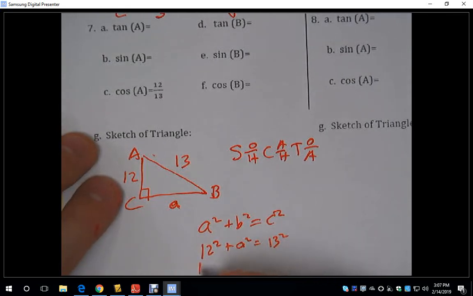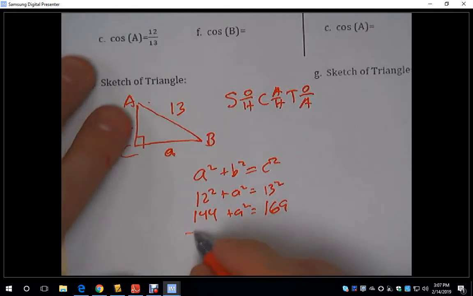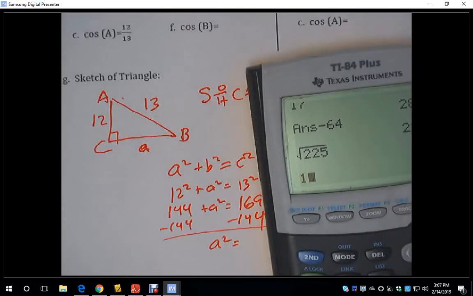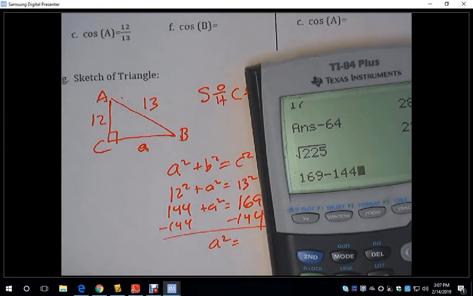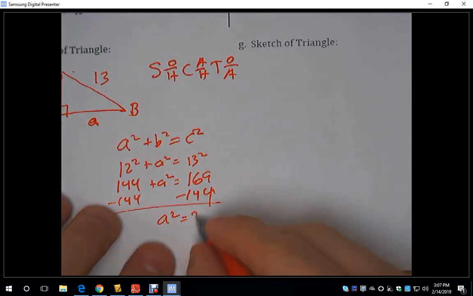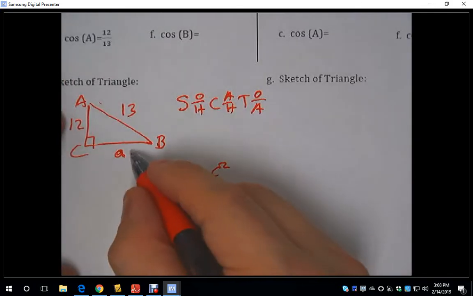Well, 12 squared is 144, and 13 squared is 169. I still have a squared on the left-hand side. I'm going to subtract the 144 from both sides, and that's going to give me a squared equals 169 minus 144, which is 25. We take the square root of both sides, that gives me that a equals 5. So this side right here is 5.